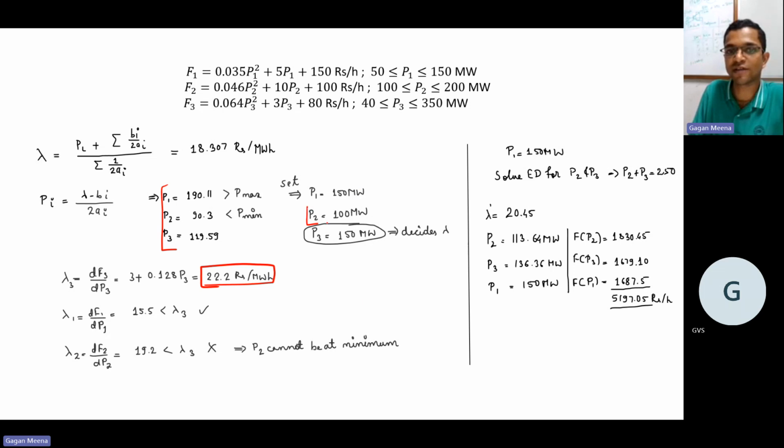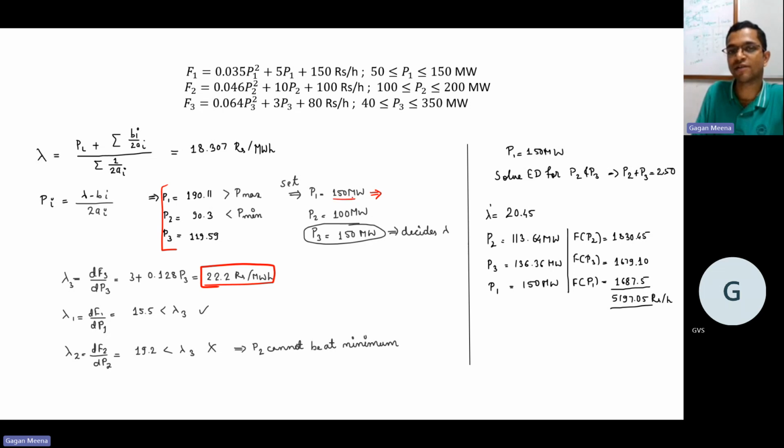Now, because P2 is at its minimum, that means it should be a costlier generator and its incremental cost should be higher than this one. That is why we don't want to satisfy demand from this generator. Similarly, P1, because it is at its maximum, means that it is a cheaper generator and it has already been fully exhausted to satisfy the demand. We have to check that.